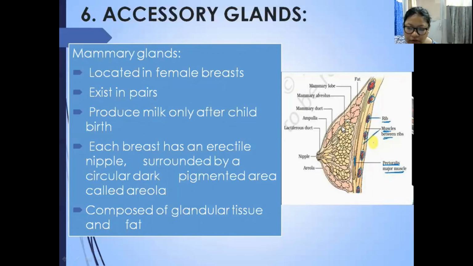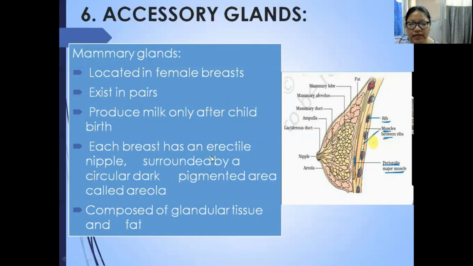That means even though the mammary glands begin to develop in females under the influence of estrogen and progesterone hormones, they will produce milk only after childbirth. The mammary gland is there in the breast of a female, no doubt, but it is not able to produce milk until the female gives birth to a baby. So it will be able to produce milk only after the childbirth.